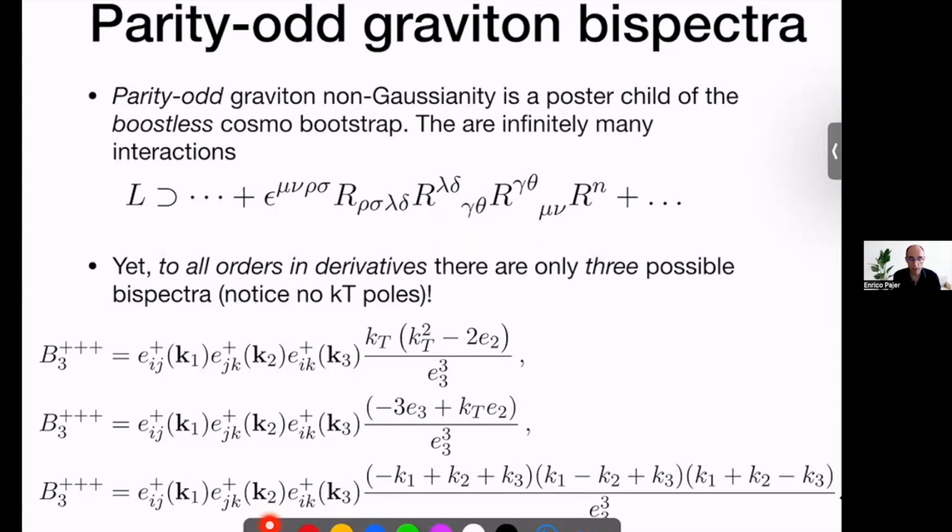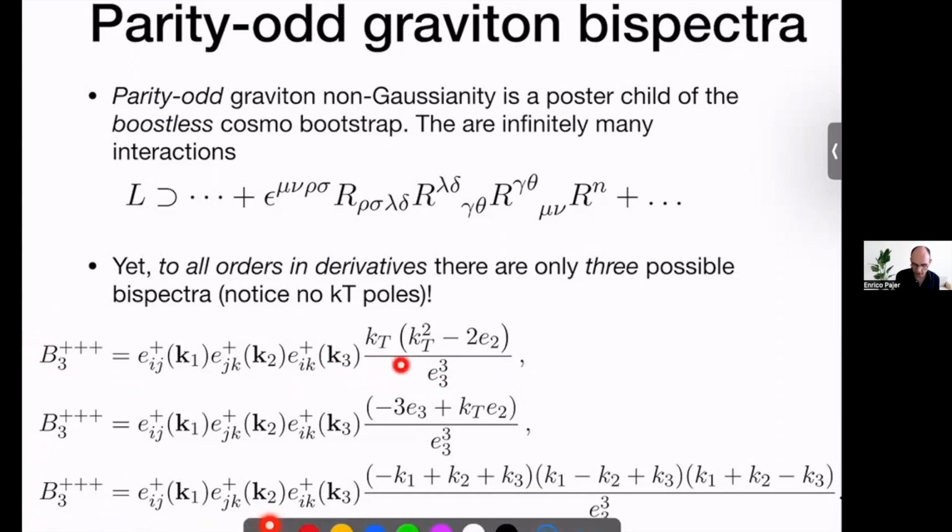And every time you compute, you will find one of these 3 answers, which is quite remarkable because you have infinitely many operators, but only 3 possible answers. To some extent, this is not so surprising. Also for the amplitude of 3 scalars, you know that there are infinitely many operators, but they are all related to each other by field redefinitions. Here it's a little bit more subtle, but it's a similar story. The observables, there are only 3 possible things.